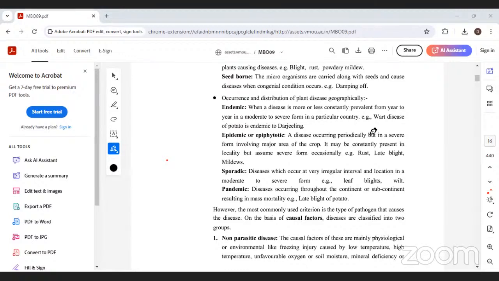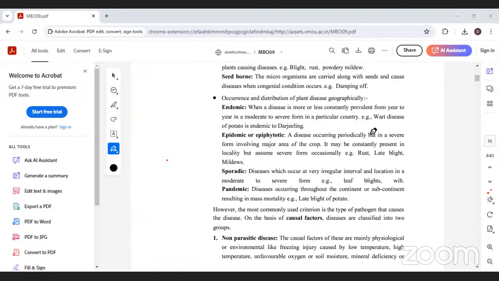Here, geographically: endemic, epidemic, sporadic, pandemic. You know pandemic, yes or no? In 2021, 22, you all faced the pandemic. What is the pandemic? It is occurring throughout the continents. That is the pandemic.